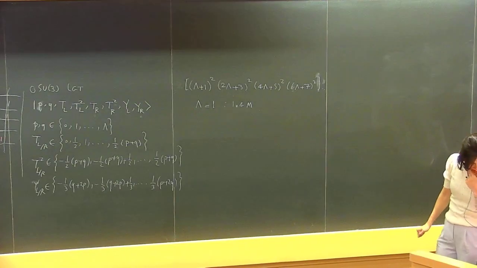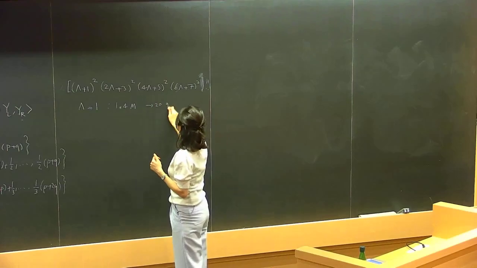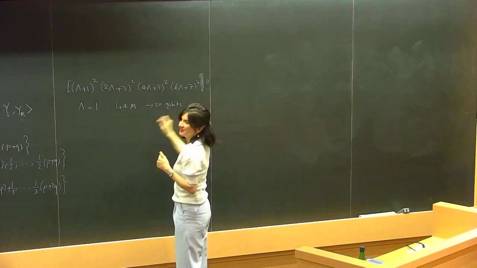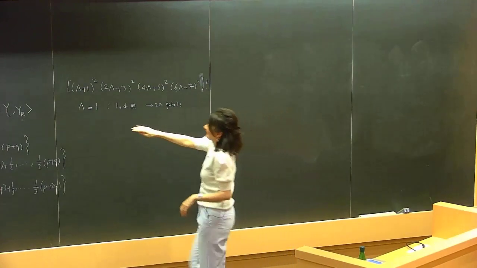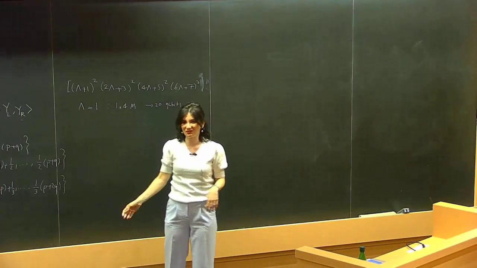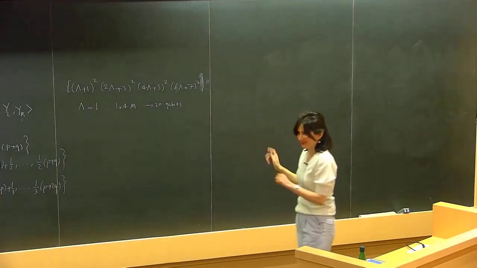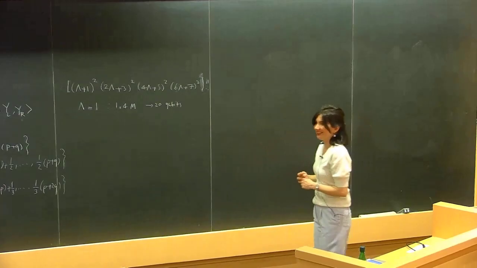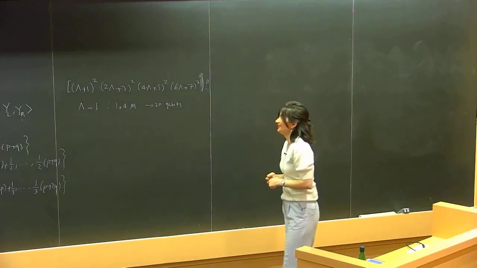Which sounds like a lot, but it turned out that it's only 20 qubits. So if you give me 20 qubits per link, I can fit this. Of course, this is a very small cutoff. We want more, so just keep that in. 2 to the 20 is 1.4 million. Yeah, exactly.